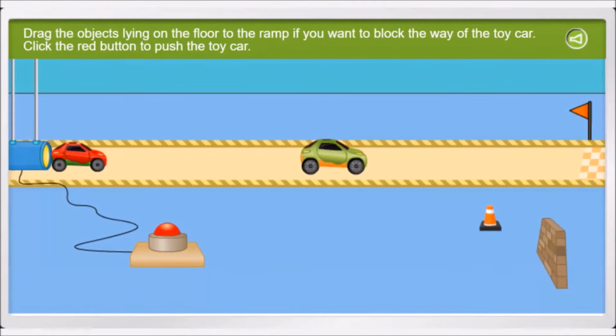In this investigation, we have one car that will be pushed. The red car is going to be pushed into the green car. If you notice, the green car is actually slightly bigger than the red car. Make a prediction about what you think will happen when the objects collide.